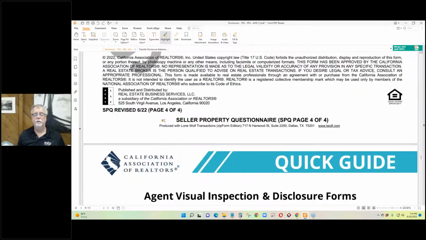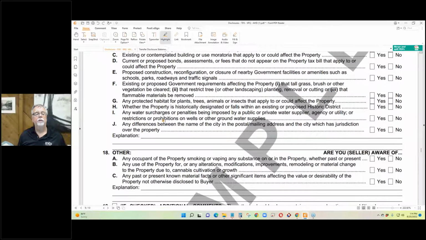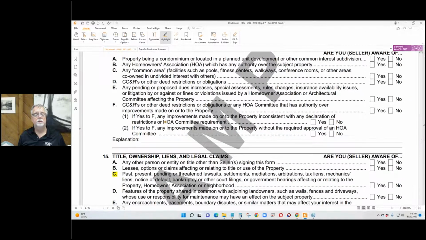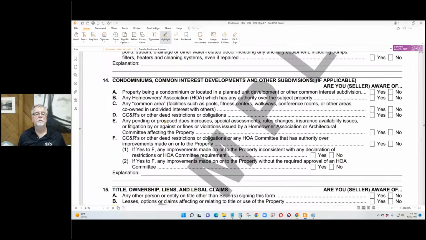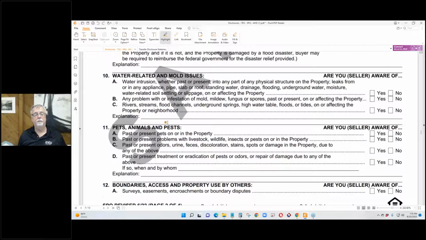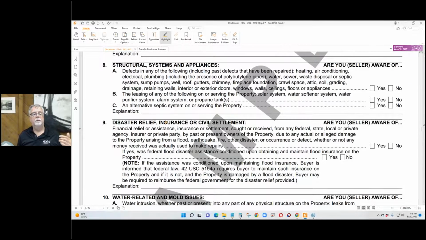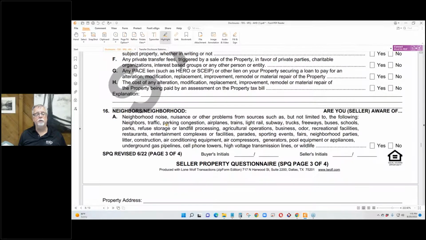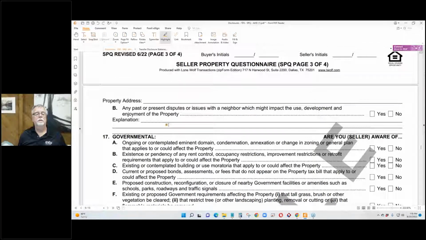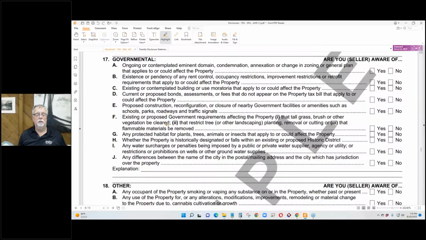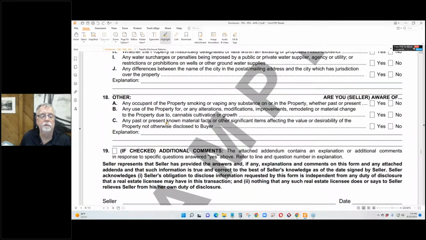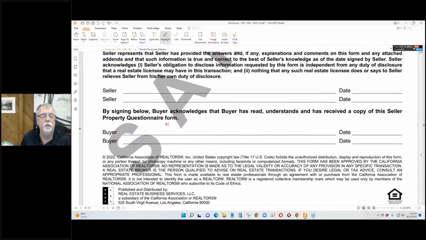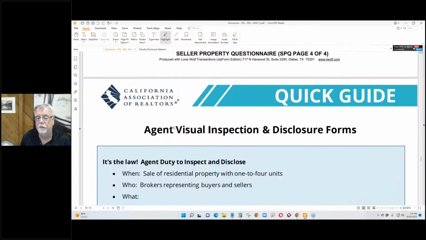How am I doing on this? There's also a segment here. Let me just. Oh, anyway, maybe I'm not. So other inspection reports and things that they had are something that they should also include. So this is the seller property questionnaire.